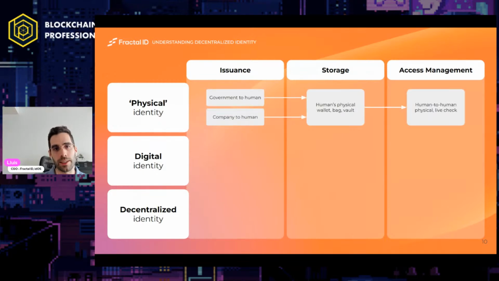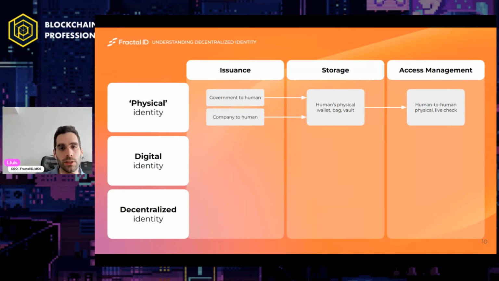So physical identity, let's start with this one. Let's have a specific example: imagine that you need a passport or a driver's license. That's something that is issued to you by your government. Or another example could be that you have a degree certificate from a university. So that would be a company or a university, in this specific case, that issues it, so a party issuing to a human.